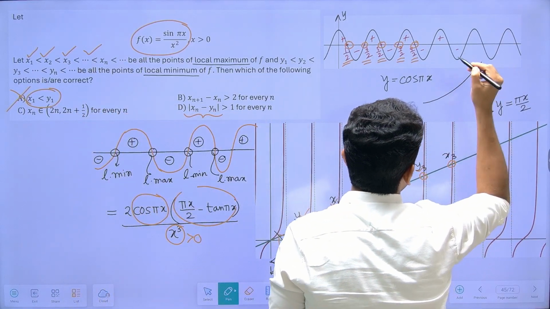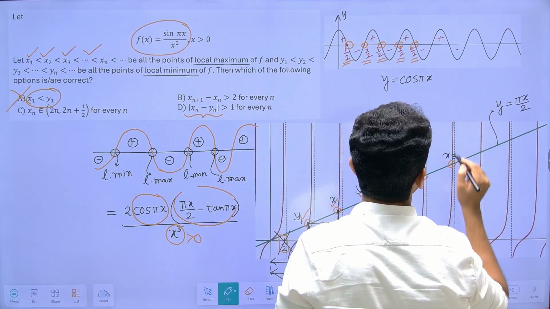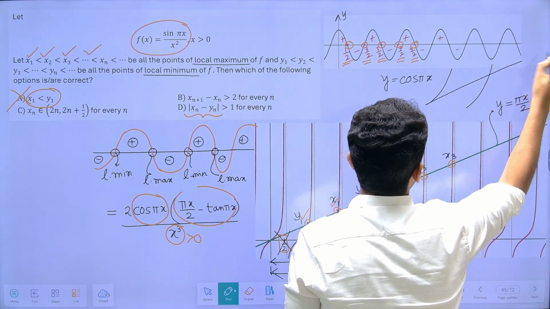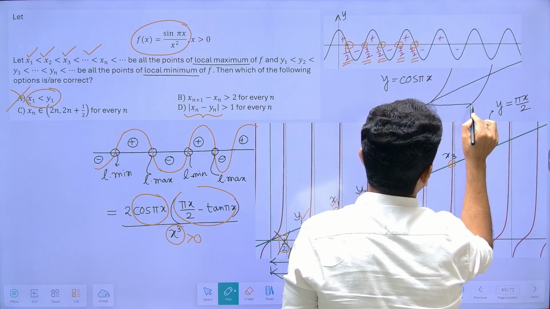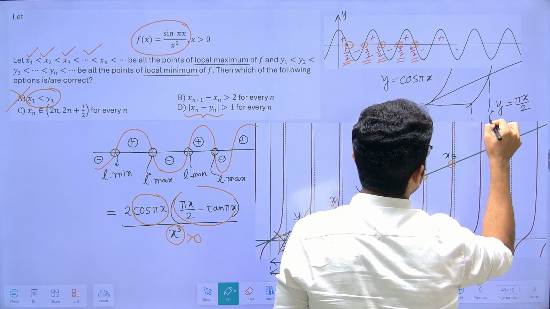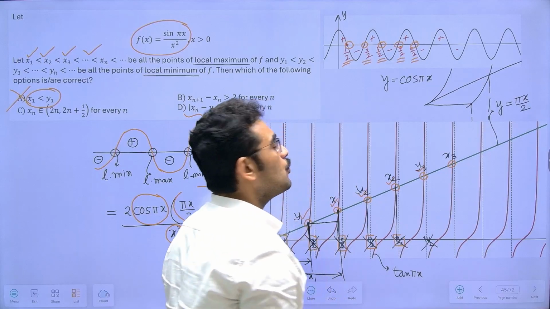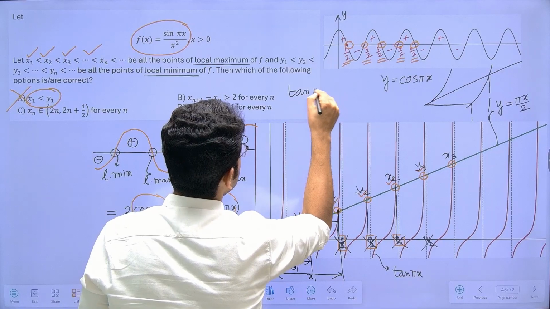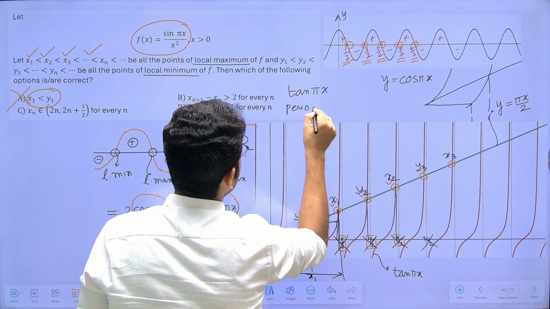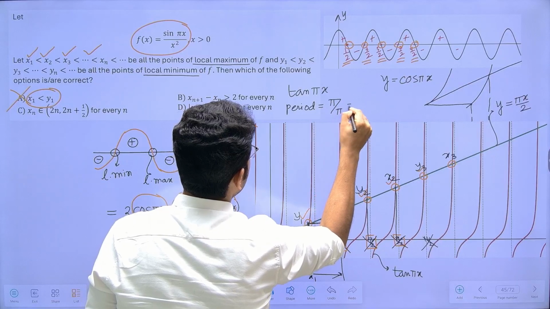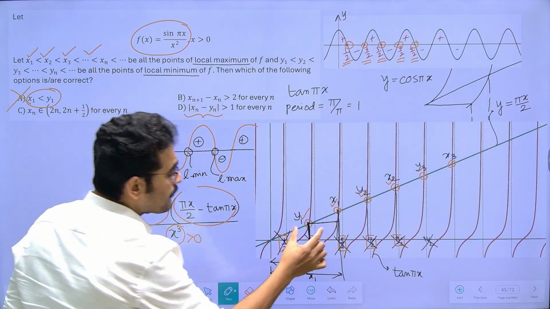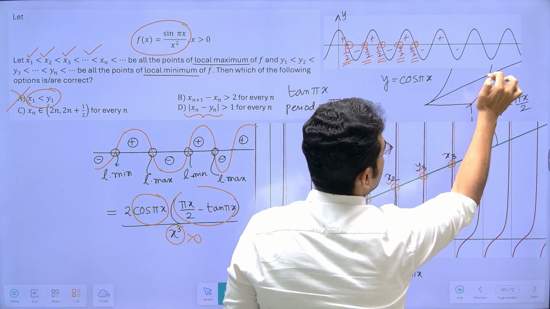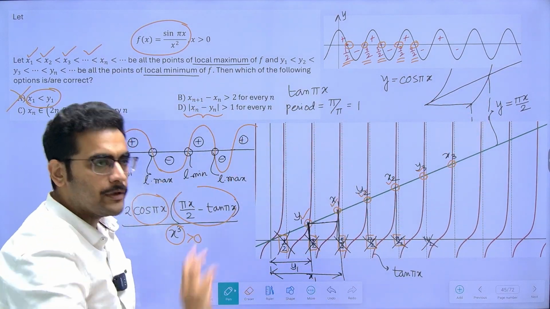The graph is like this. Say we are having a value like this and the line is intersecting like this. For the same value, if I repeat here, this will be achieved before the next value, right? And what is the period of tan pi x? For this function, the period will be pi by pi, that is 1. That means after an interval of 1 unit, the same value will be repeated. So the higher value will be repeated after an interval of 1.